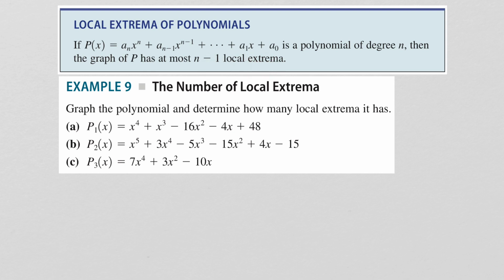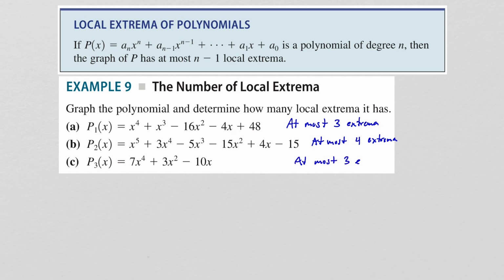So for example, in this problem here, p1 of x is a fourth degree polynomial. So there can be at most 3 extrema here. Okay, 3 maximums and minimums. The next polynomial is a 5th degree polynomial. So in this case, we could have at most 4, right? Because it's 1 less than the degree. And in our last polynomial, this is a 4th degree. So once again, we can have at most 3.